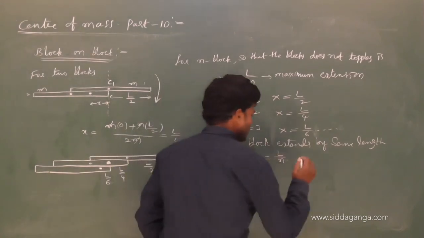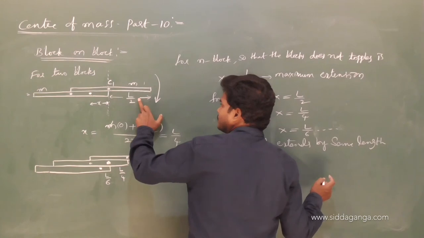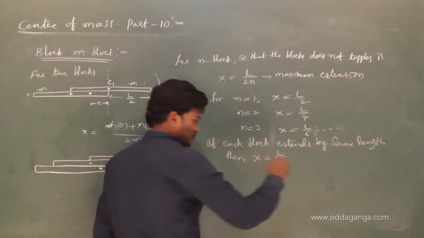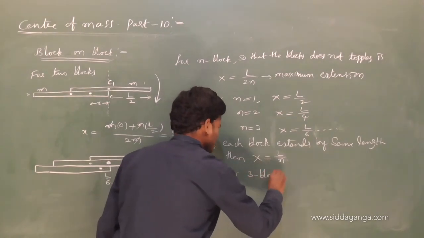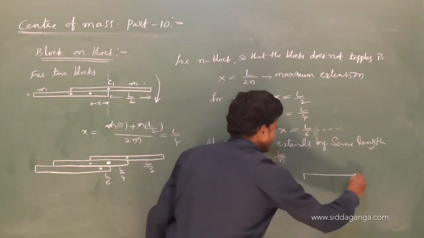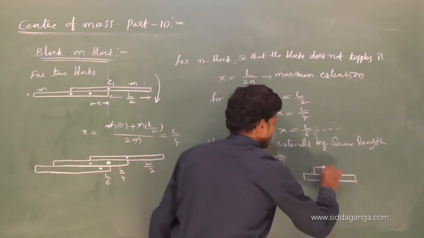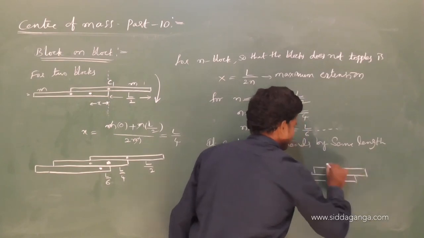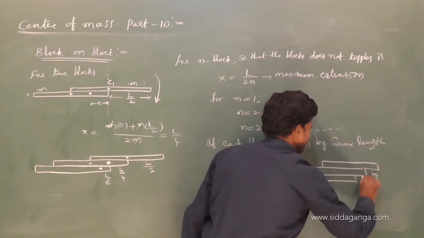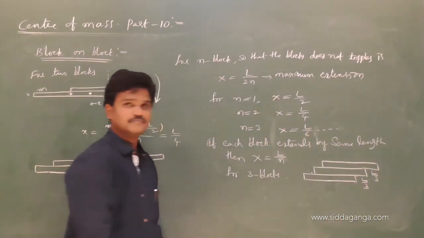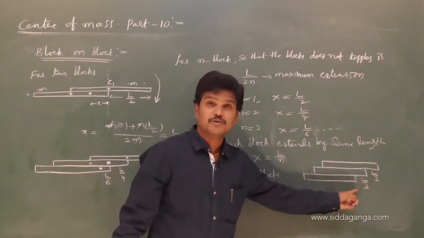For three blocks, where for two blocks you have to place L by 2, for three blocks you have to place like this. This is one block, one more block. See, this is L by 3. Are you following? At least from the diagram you try to understand now. L by 3, you have to extend.